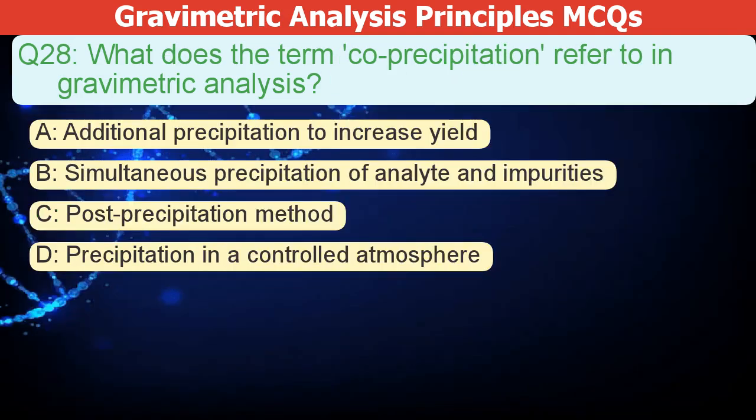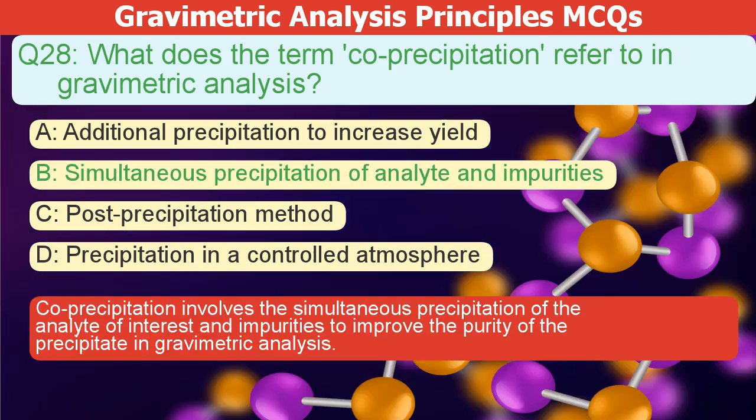What does the term co-precipitation refer to in gravimetric analysis? A. Additional precipitation to increase yield. B. Simultaneous precipitation of analyte and impurities. C. Post-precipitation method. D. Precipitation in a controlled atmosphere. The correct answer is B. Co-precipitation involves the simultaneous precipitation of the analyte of interest and impurities to improve the purity of the precipitate in gravimetric analysis.